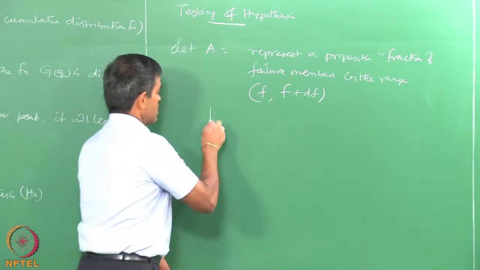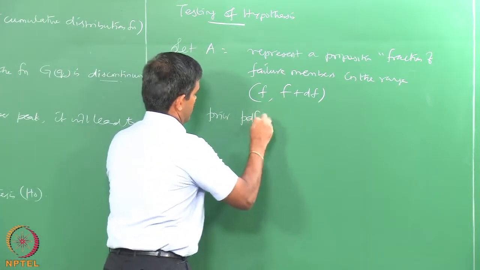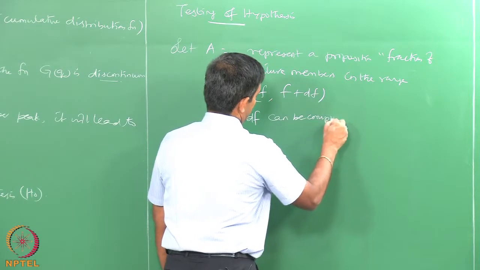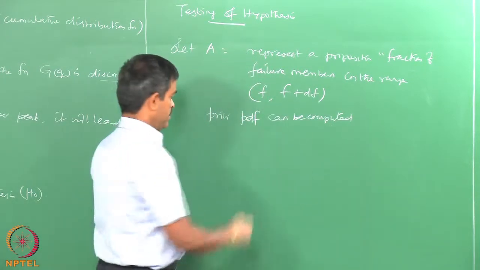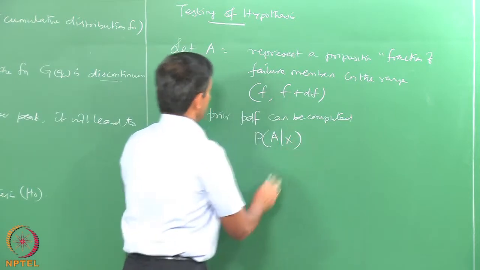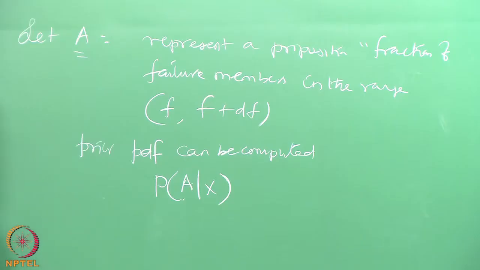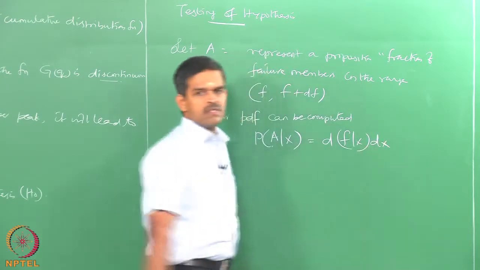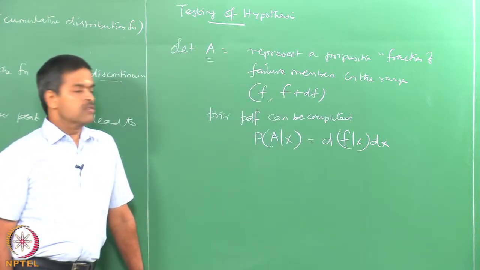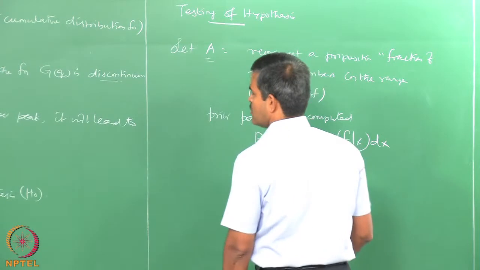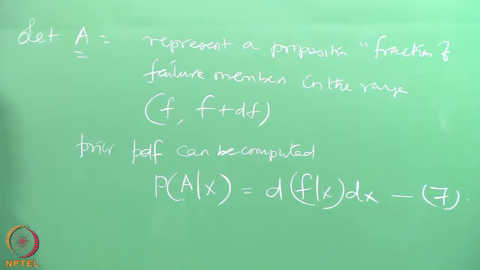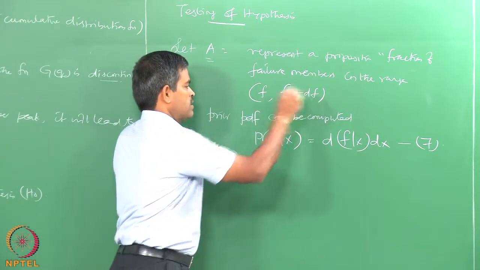In such case, a prior PDF can be calculated, which will be given by probability of A given x, because talking about the event A given x is nothing but g of f given x df. So, equation 7 gives the probability that the fraction of failure elements in the range f and f plus df.